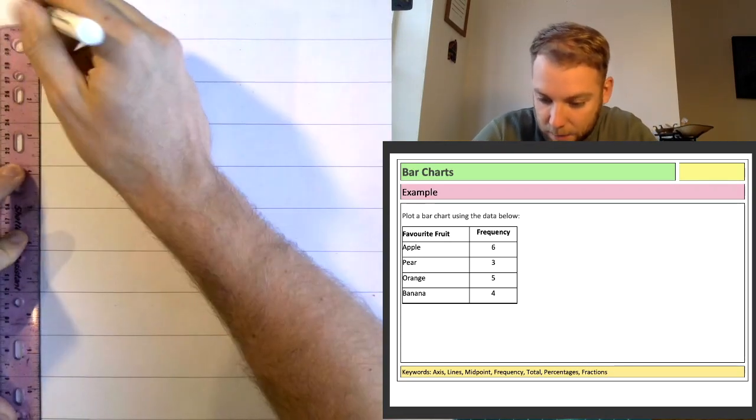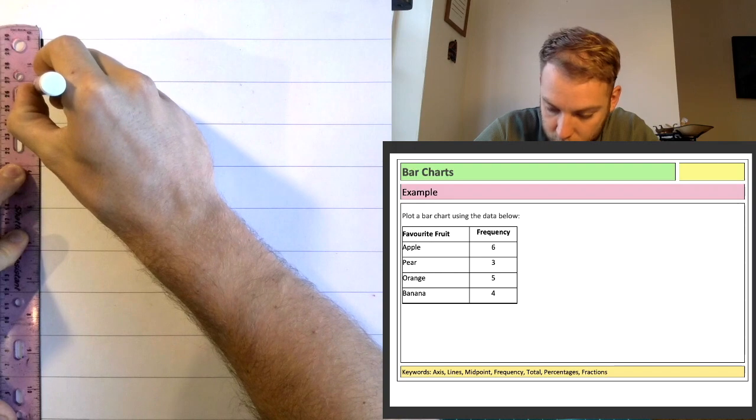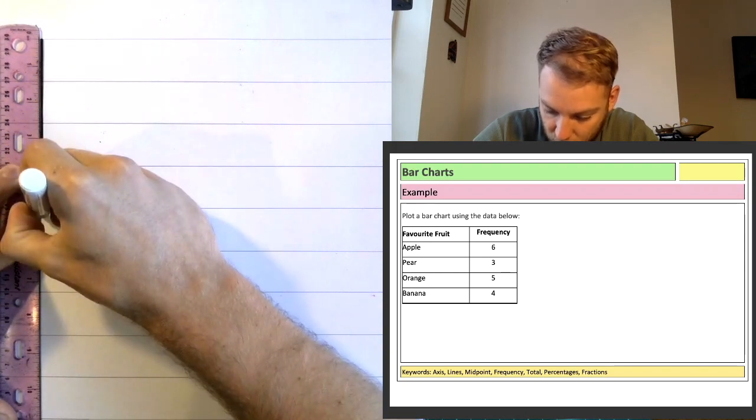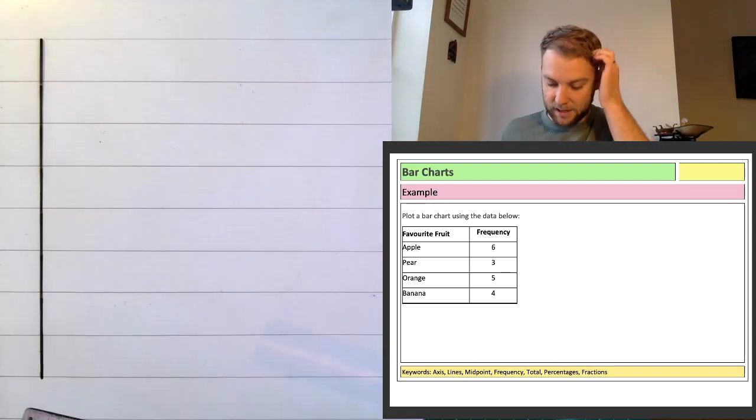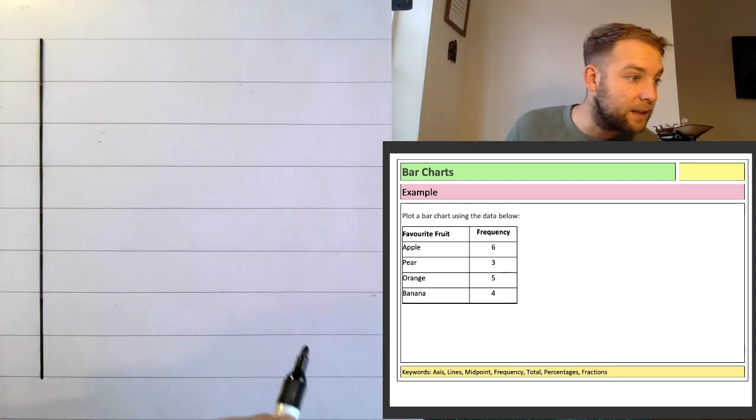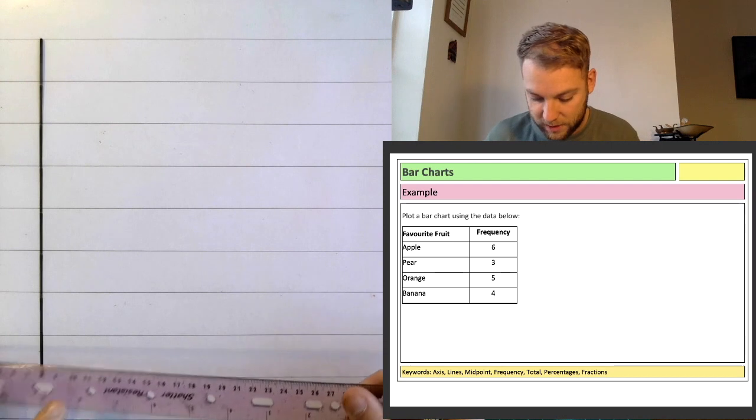And I'm going to go down. I'm going to go 1, 2, 3, 4, 5, 6, 7. I'm going to go just a few more just to make life a little bit easier, okay? And then we need 1, 2, 3, 4 going across here like so.